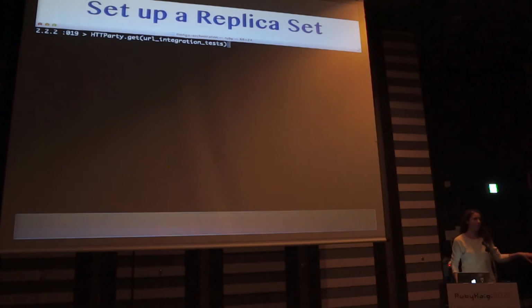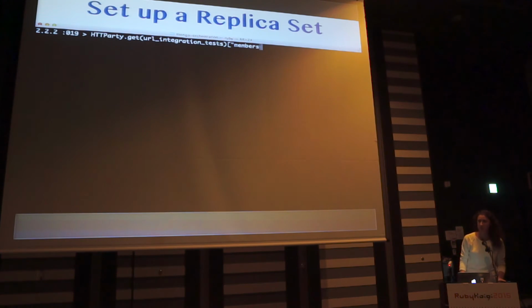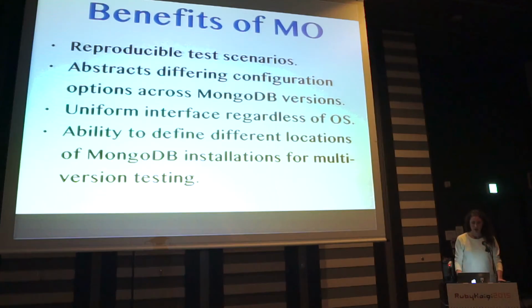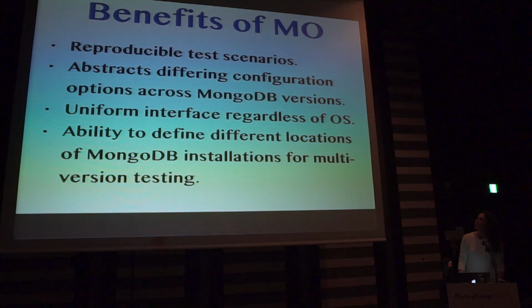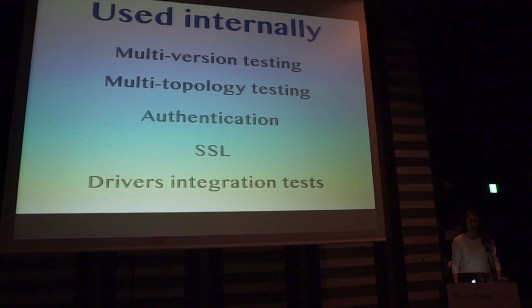So this will be available in the slides later on if you want to watch the rest of the screencast. And the documentation for Mongo orchestration is great as well, so you can check that out too. I went over the benefits of Mongo orchestration before. It allows reproducible test scenarios. It's really easy to use. And it allows us to do multi-version testing, SSL testing, authentication, anything we want.